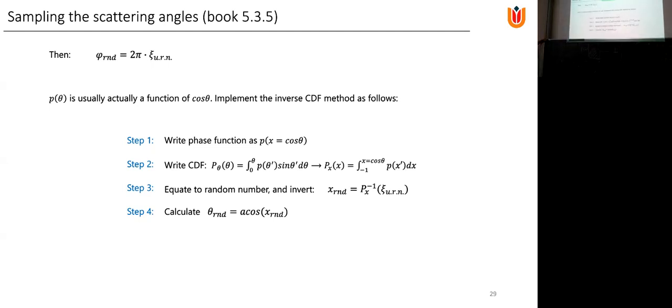Basically, this made handling of the cosines and the integration a lot simpler. But then once we have that, we can equate that to a random number and invert so that we get the random value of x, the random value of cosine theta. And then the last step, if we want to know the random value of theta, not of cosine theta, we can simply invert the arc cosine.